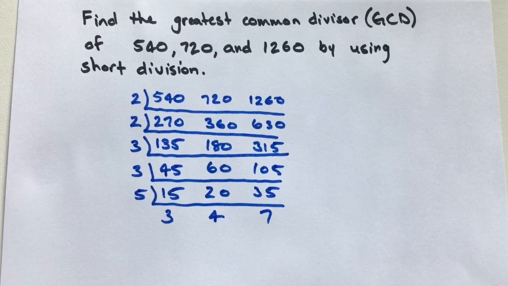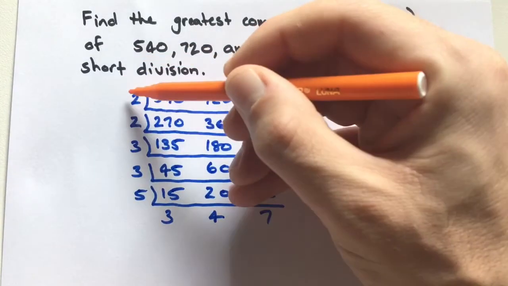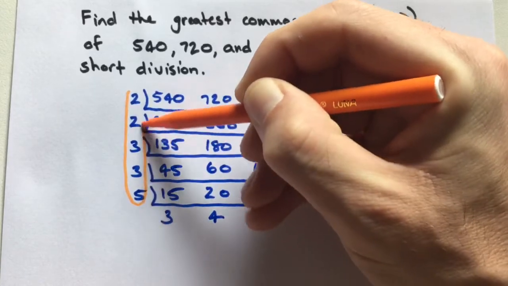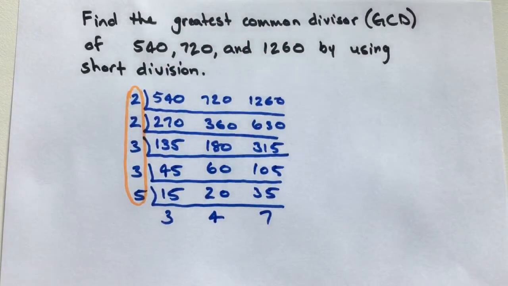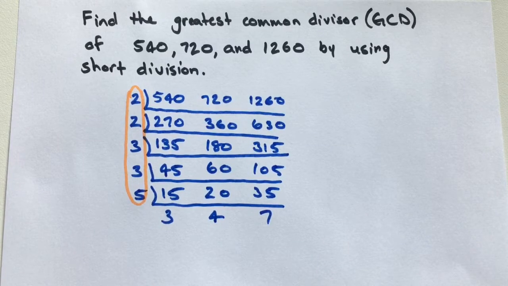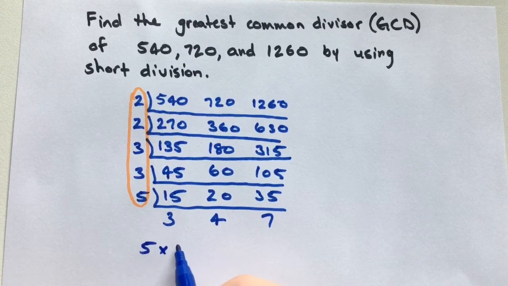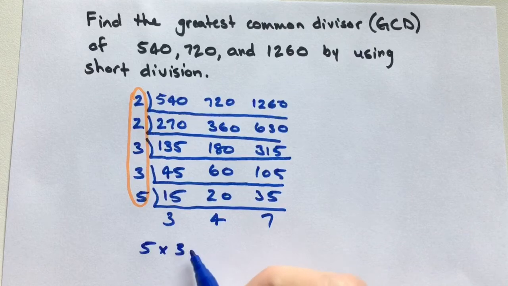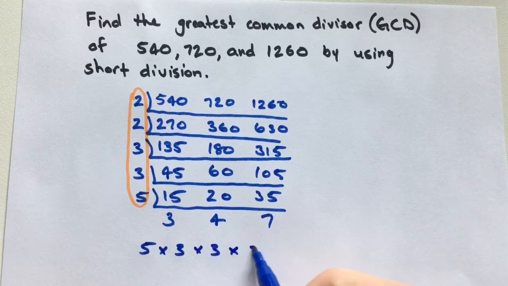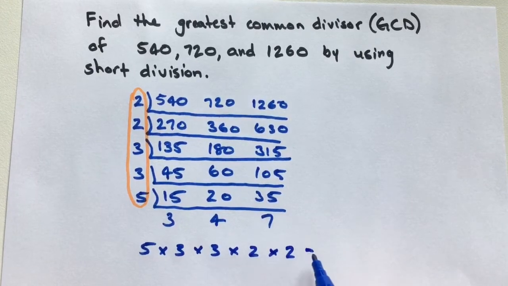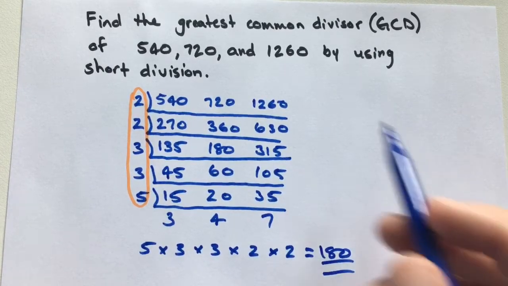So what we're going to do is look at the factors that we found over here: 2, 2, 3, 3, and 5. To find the greatest common divisor of all these numbers, we're going to multiply these. So we can take 5 times 3 times 3 times 2 times 2. Multiply these together is 180. And that is our GCD of these numbers.